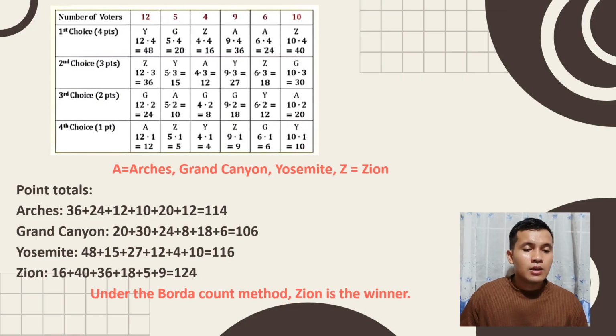So to get the total points garnered for each choice, we go first for the Arches. In the first row, we have 2, for the second row we have 1, for the third row we have 2, and for the last row we have 1. So in order to get the total points garnered by the Arches, we have 36 plus 24 plus 12 plus 10 plus 20 plus 12 equals 114. So Arches garnered 114 points in total.